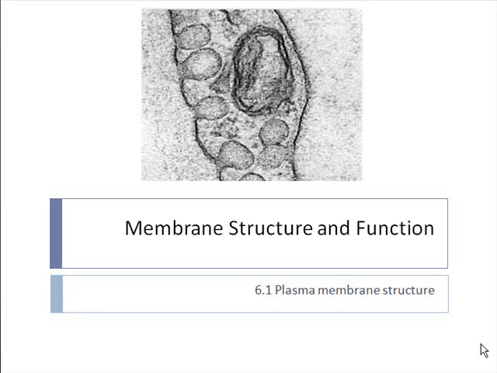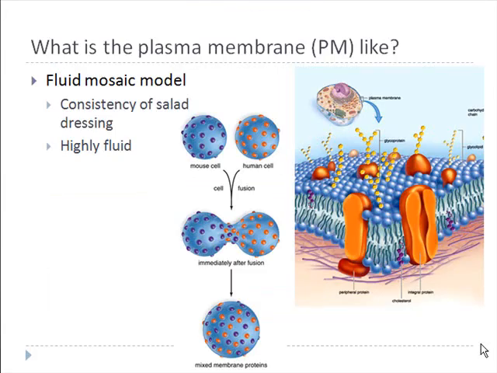Okay, this first part of the lecture on the plasma membrane is going to focus primarily on what are the pieces and parts that make up the plasma membrane, and then later on in some follow-up lectures we're going to talk more specifically about how items move across the plasma membrane into and out of the cell. First things first, what is the plasma membrane like?